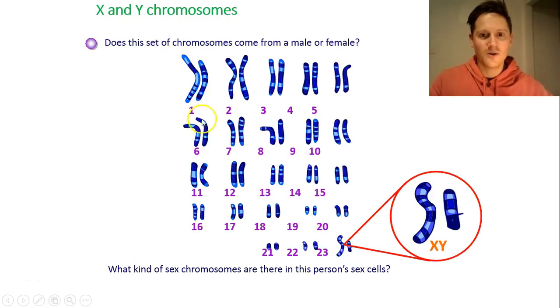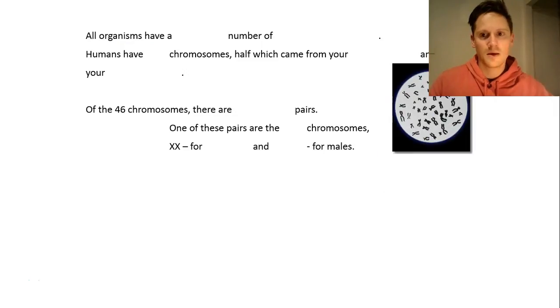Now here you can see all of the 23 pairs of chromosomes. The first 22 are called autosomes, and the 23rd pair are the sex chromosomes. Remember, X and Y is indicative of a male. And you can see all of those chromosomes look pretty much the same in terms of their length and in terms of their characteristics. Okay.